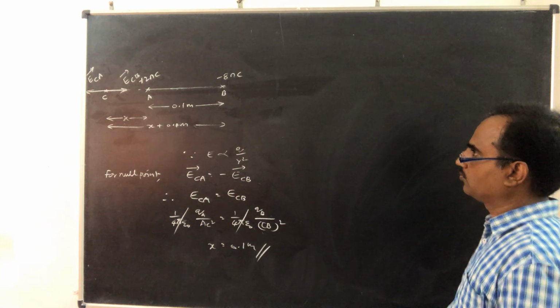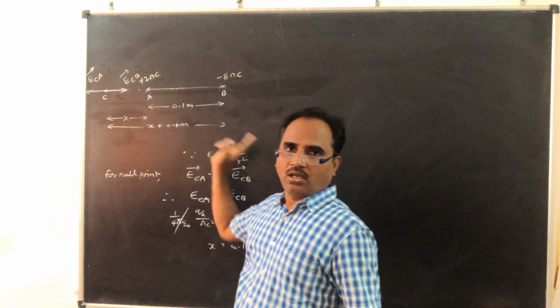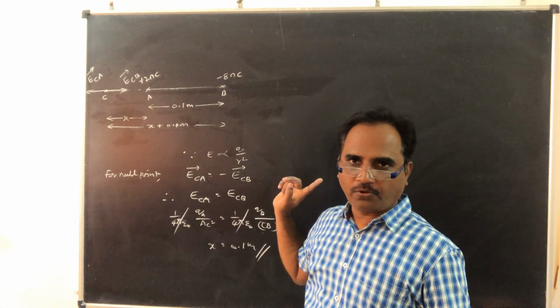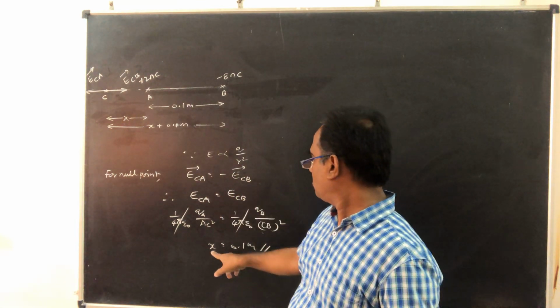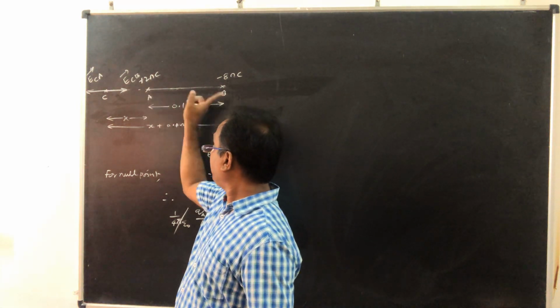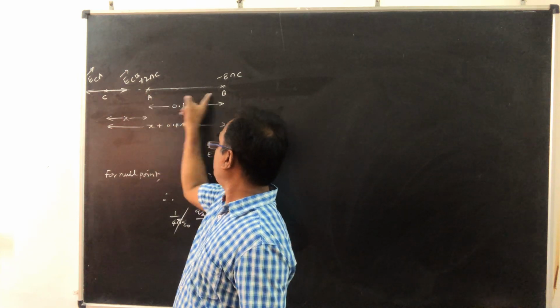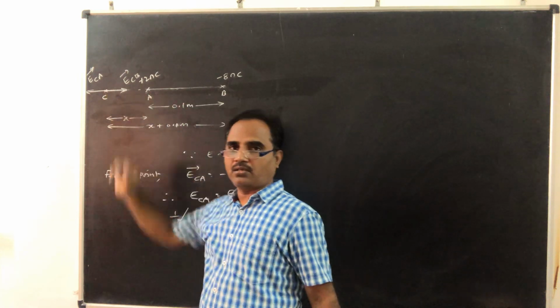So two charges are given like this, and you are asked to find the position of the null point. This null point comes to be 0.1 meter on the line joining the two charges. That means here, not in between the two charges. So you get the null point here.